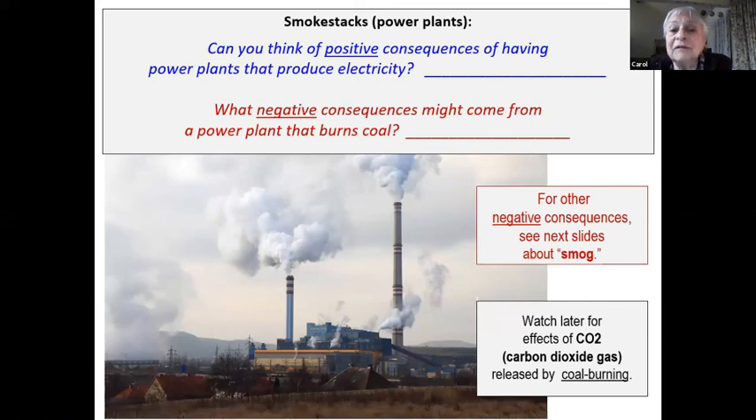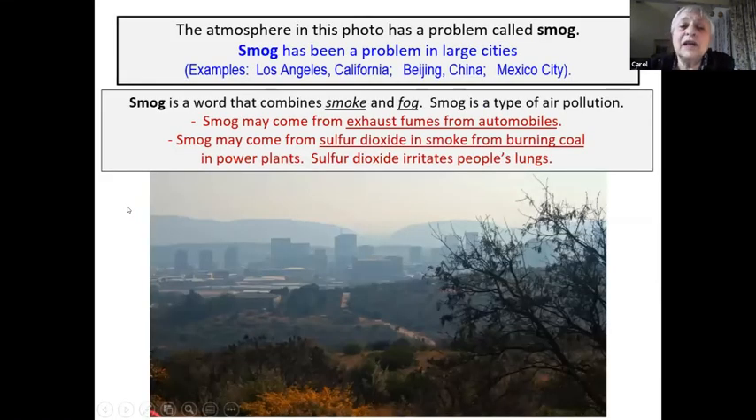And here's an example of a power plant that is just wonderful for producing electricity. Great positive consequences. If that power plant burns coal, we're going to see that there could be some negative consequences from that. One effect of burning, whether it's the exhaust that comes out of car tailpipes or burning that comes out of power plants, is putting particles, smoke, sulfur dioxide into the air.